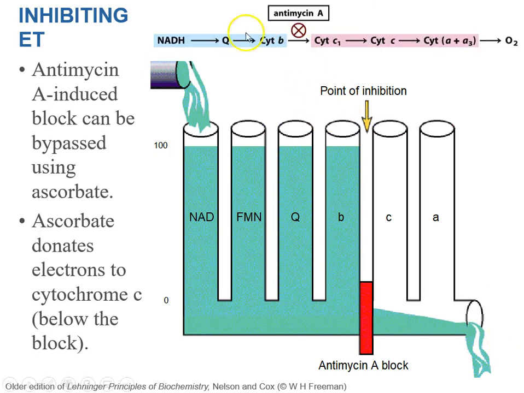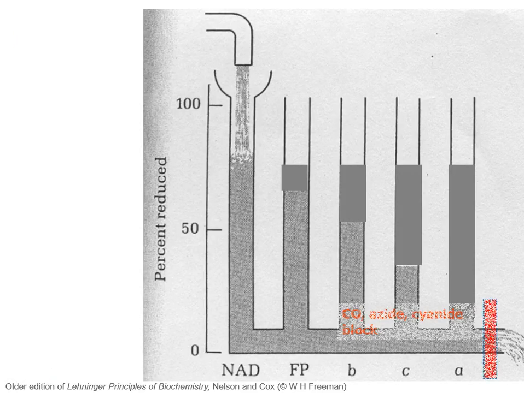So again, visualizing this here, we have our antimycin A block right here between cytochrome B, which is part of complex 3, and cytochrome C1. It's not marked that way here, but that's what it is. It's cytochrome C1 rather than cytochrome C. Then you can bypass the block by having vitamin C add electrons to cytochrome C, and then you would be able to continue electron transport to the final electron acceptor, oxygen.